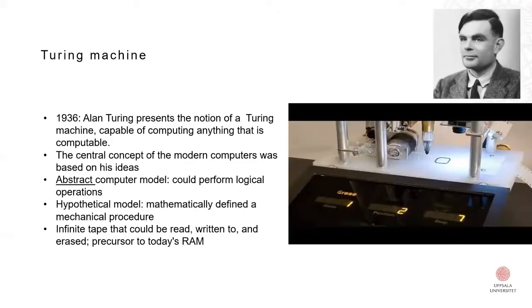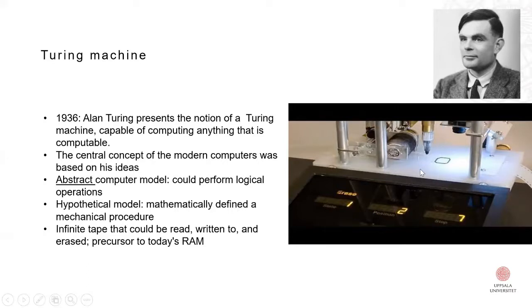So after Herman Hollerith, we have Alan Turing, who influenced the world of computing a lot. In 1936, Alan Turing presented the notion of a Turing machine. It was a machine that was capable of computing anything that is computable. This is amazing. The central concept of modern computers was even based on the idea of the Turing machine.